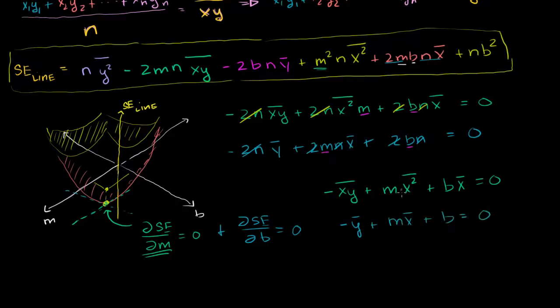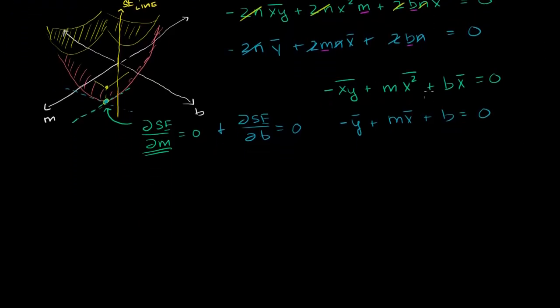So if we find the m and the b values that satisfy this system of equations, we have minimized the squared error. And we could just solve it in a traditional way, but I want to rewrite this because I think it's kind of interesting to see what these really represent.